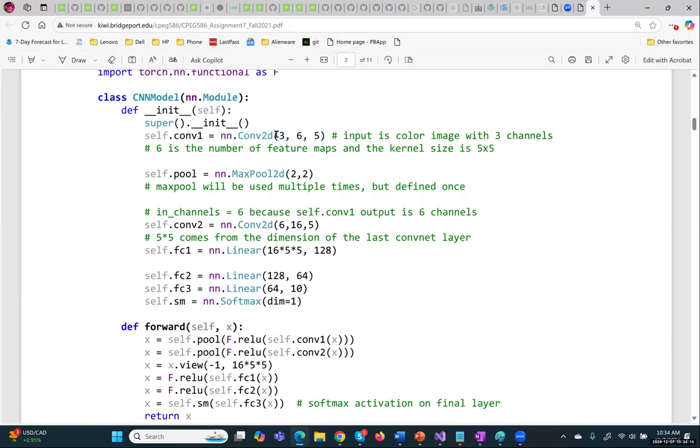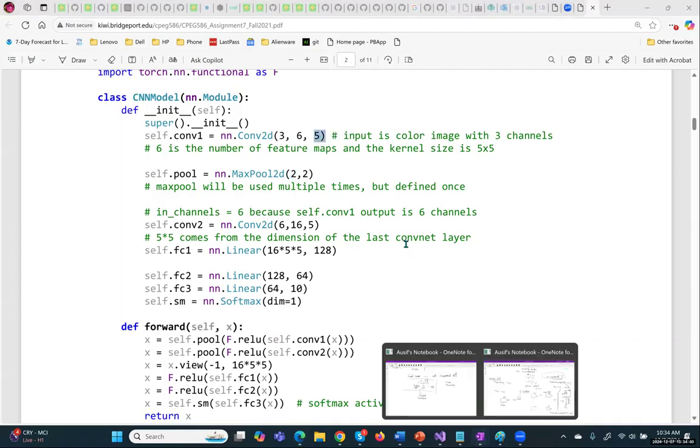This is the number of channels that we are receiving. If it's a color image, it will start out with 3 channels. If it's a black and white image, it will start out with 1 channel, right? And what is 6? 6 is the number of feature maps, meaning how many convolutions are we doing in parallel? And what is 5 over here? That's the size of the convolution.